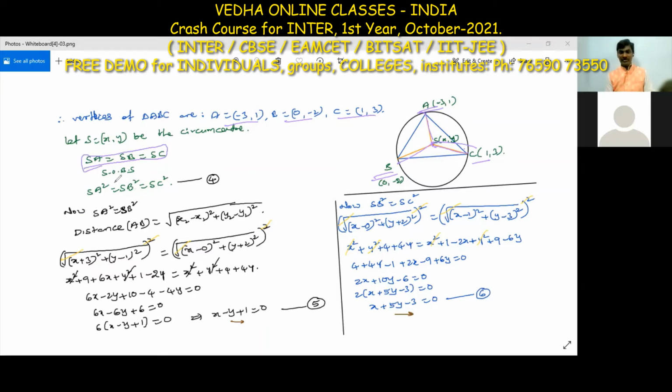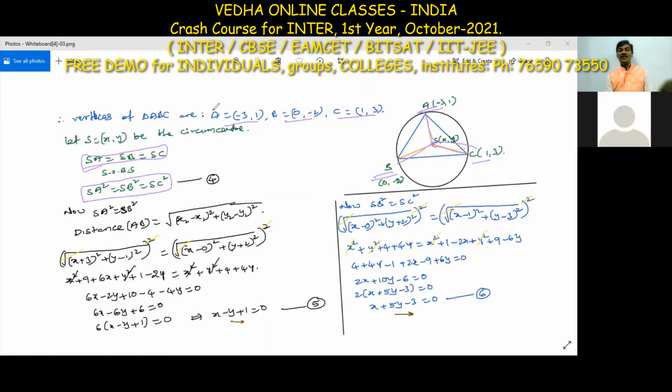Plus 3. Okay, squaring on both sides, SC square is equal to SB square is equal to SC square. Okay, so I am considering this as equation 4. So why are we squaring on both sides?